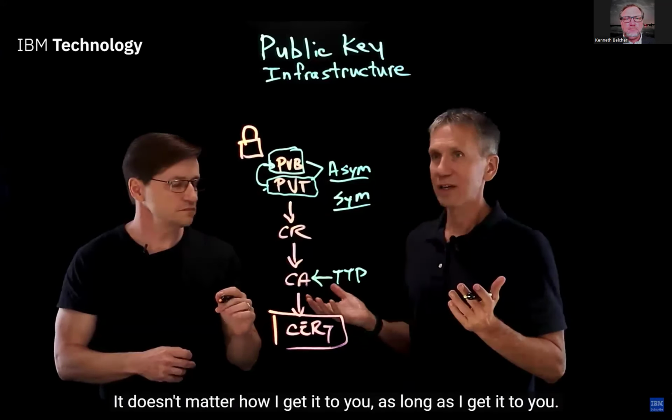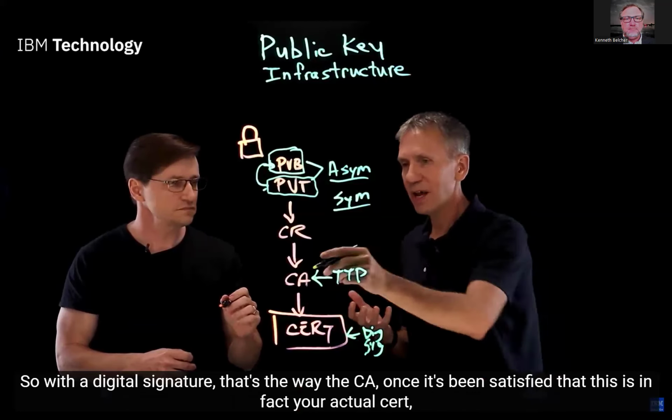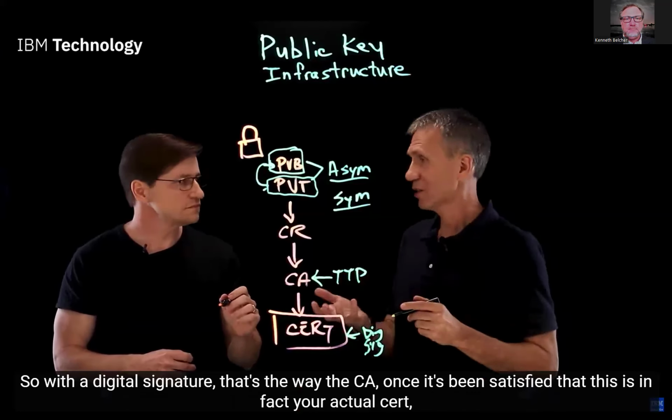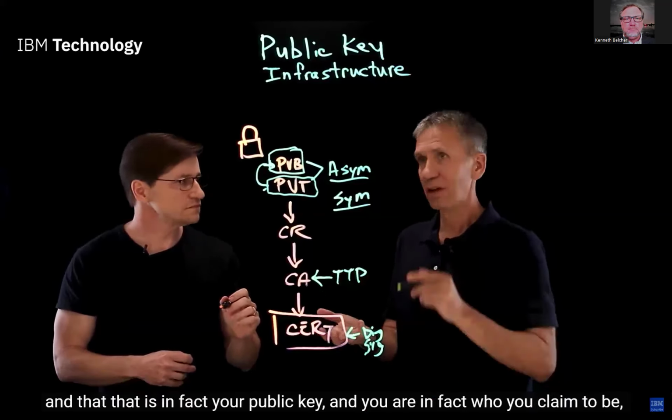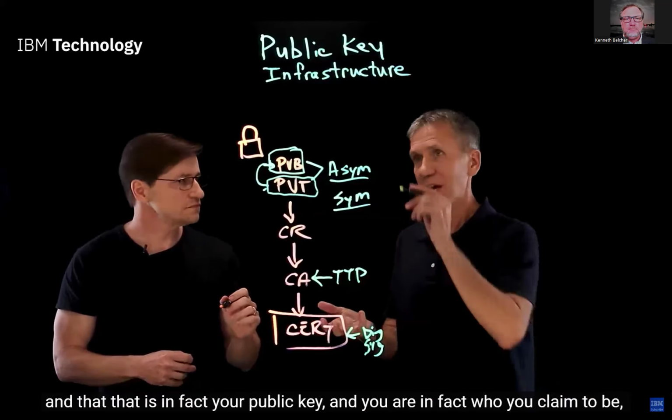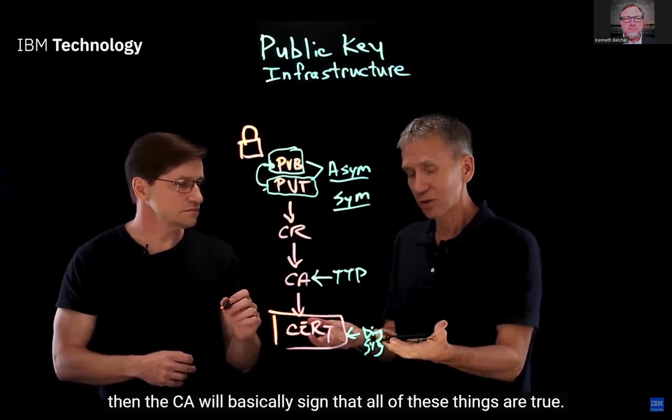Right. I've heard that phrase used quite a bit. Can you explain that to me? Yeah. So with a digital signature, that's the way the CA, once it's been satisfied that this is in fact your actual cert, and that is in fact your public key, and you are in fact who you claim to be, then the CA will basically sign that all of these things are true.